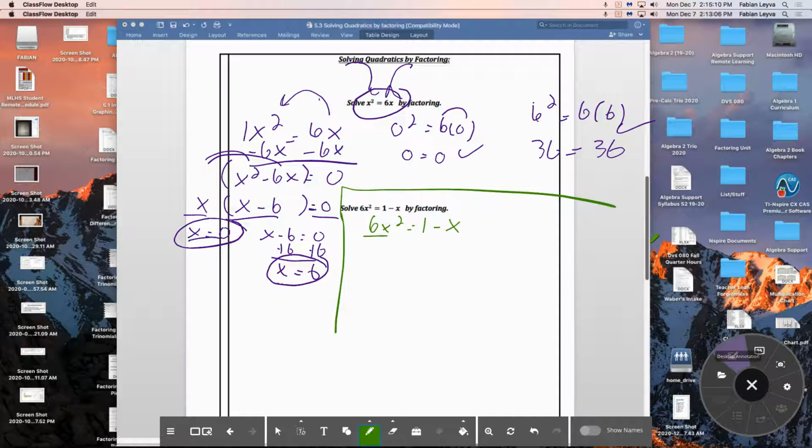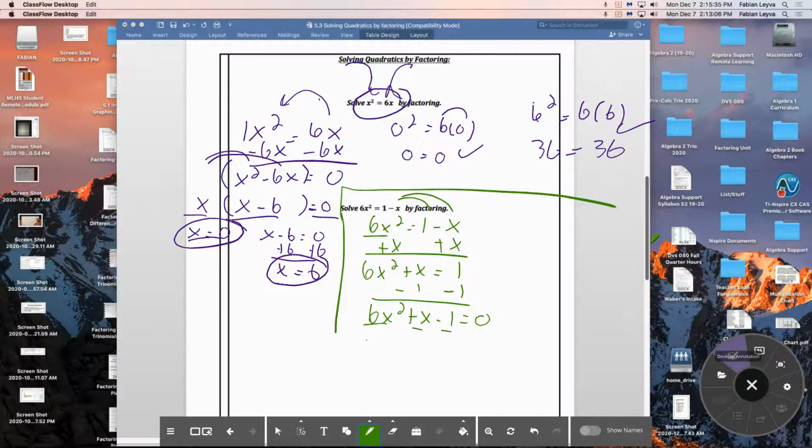Now my x squared term is positive, so I'm going to move everything over to the opposite side. I'm going to add x to one side. End up with 6x squared plus x is equal to a positive 1. Now moving that 1 over, I end up with 6x squared plus x minus 1 is equal to 0. I finally have it equal to 0. Keep in mind that I put my x squared term first, followed by my x, and followed by my constant, so that way I can get ready to factor.